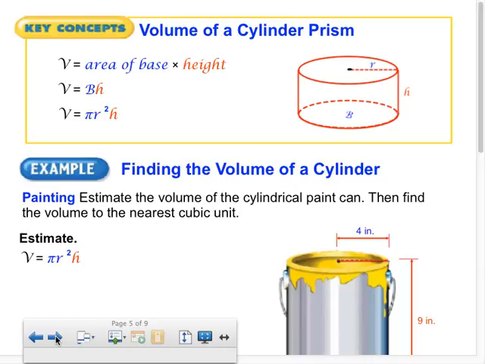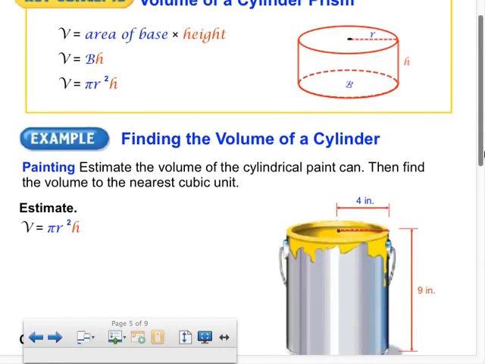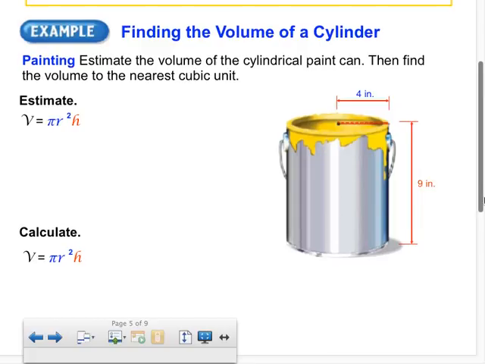Do you guys understand? Okay, so here's what I need you guys to do. We're going to calculate the volume of this paint can. There's all the information you need. Let's get cracking.